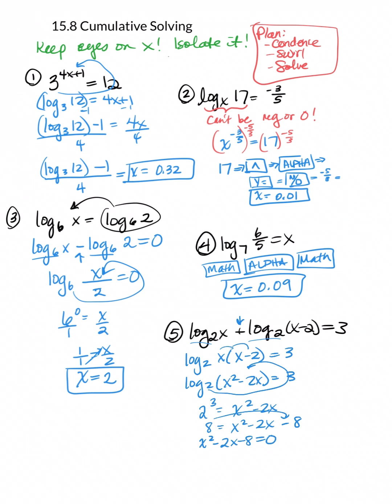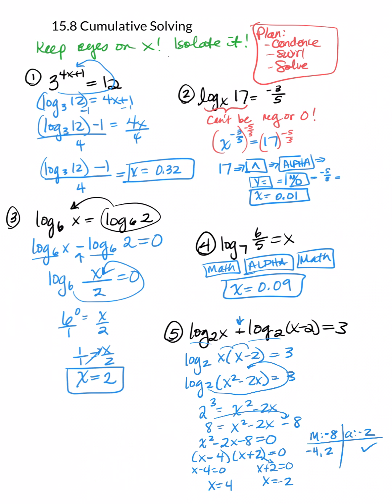It's a trinomial. So we're going to do our multiply thing. We're going to multiply to negative 8. We're going to add to negative 2. So I get, let's see, negative 4 and positive 2. And that works. Can I use my shortcut? I sure can. So I'll have x minus 4 and I'll have x plus 2 equals 0. So when I solve these, x minus 4 equals 0, so x is a positive 4. x plus 2 equals 0, so x is negative 2.